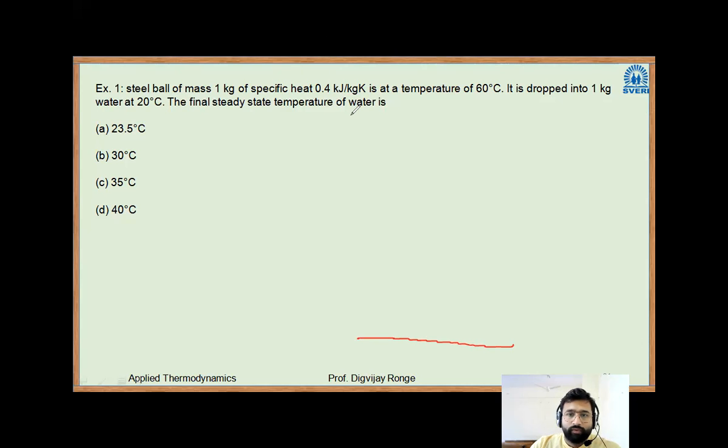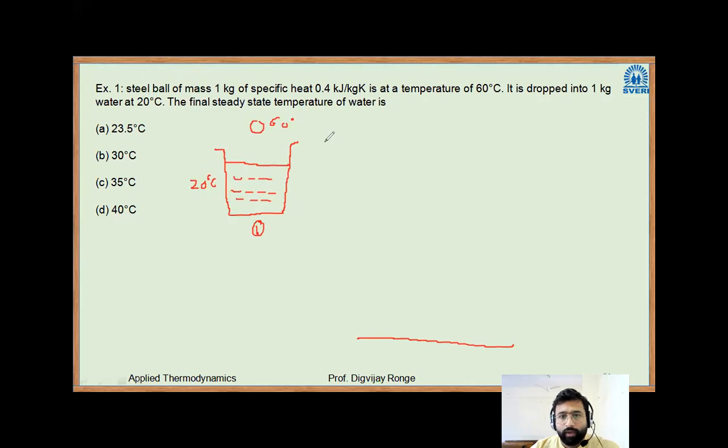So let us first draw this, then you can understand it. I'll write down the given data in this case. You have four options. I'll draw the diagram so that you will understand. This is the initial case. This is a bucket filled with water, whose temperature is 20 degrees Celsius. Now we have a hot ball at the top, outside the system, which is at 60 degrees Celsius. This is case 1.